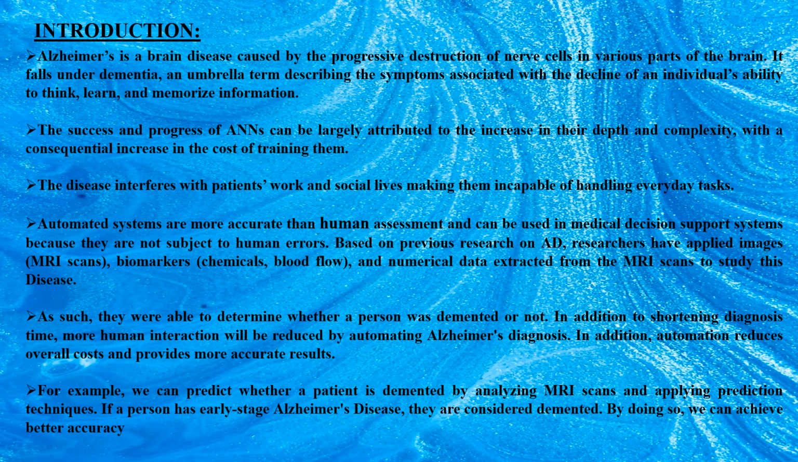So coming towards the introduction, Alzheimer's disease is a brain disease caused by the progressive destruction of nerves of various parts of the brain. It falls under dementia, an umbrella term describing the symptoms associated with the decline of the individual's ability to think and memorize information. The success and progress of artificial neural networks can be largely attributed to the increase in the depth and complexity, with a consequential increase in the cost of training them. The disease interferes with the patient's work and social lives, making them incapable of handling everyday tasks.